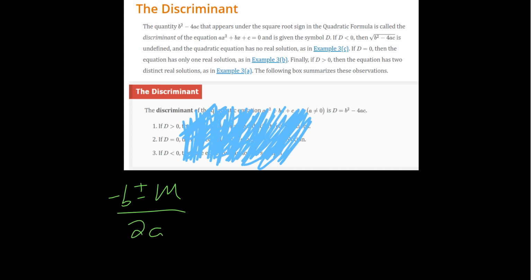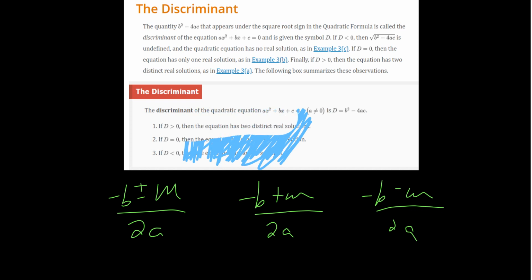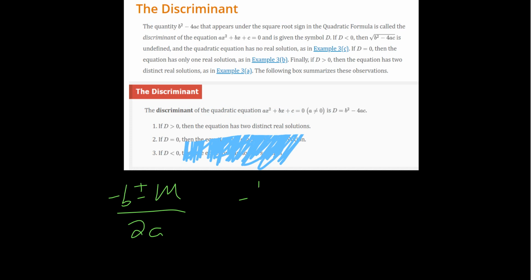So we have a negative number plus or minus some number, all over 2a, which would be some number. We're basically having some number plus or minus some number over some number. That means we would have two solutions: negative b plus some number over 2a and negative b minus some number over 2a. So we'd have two real solutions.